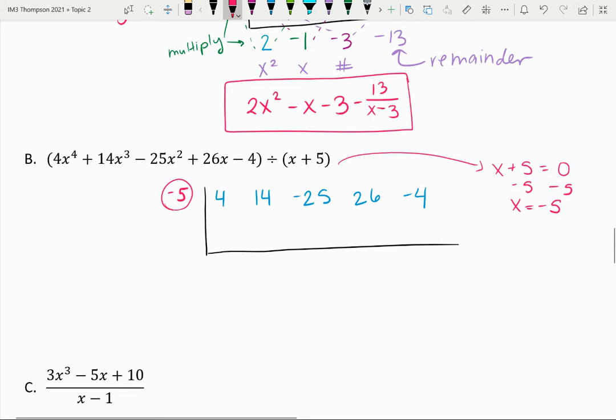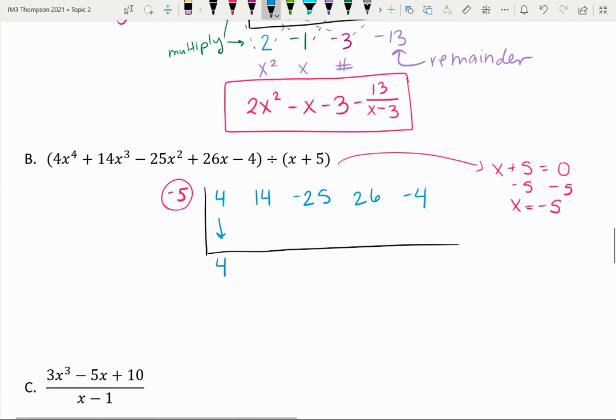Any questions that I can answer on the setup? How did I get the negative 5? How do I know those numbers? Do they have to go in that order? No, we're okay on the setup? Okay, cool. So step 1, I bring down the 4.